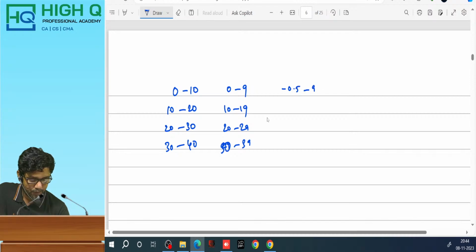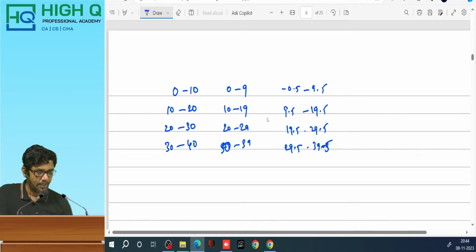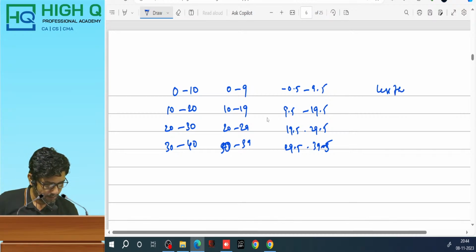Minus 0.5 to 9.5, 9.5 to 19.5, 19.5 to 29.5, 29.5 to 39.5. Every student in this classroom knows about this. Am I right, my dear? And finally, less than 10, 10 to 20, 20 to 30, more than 30.